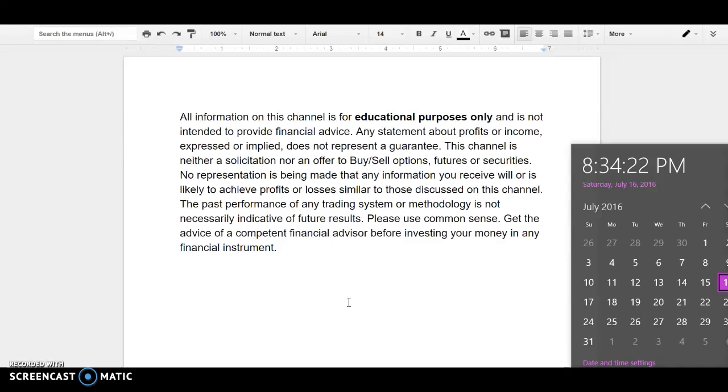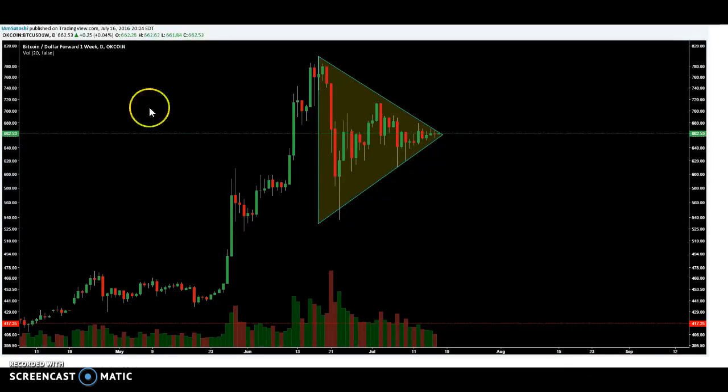Alright, it's 8:34 Eastern. We just had a daily candle close, so I wanted to run through a market update really quick here. If you're a brand new trader and you know absolutely nothing about trading, at the very least you should be able to notice that something's going on right now, okay?